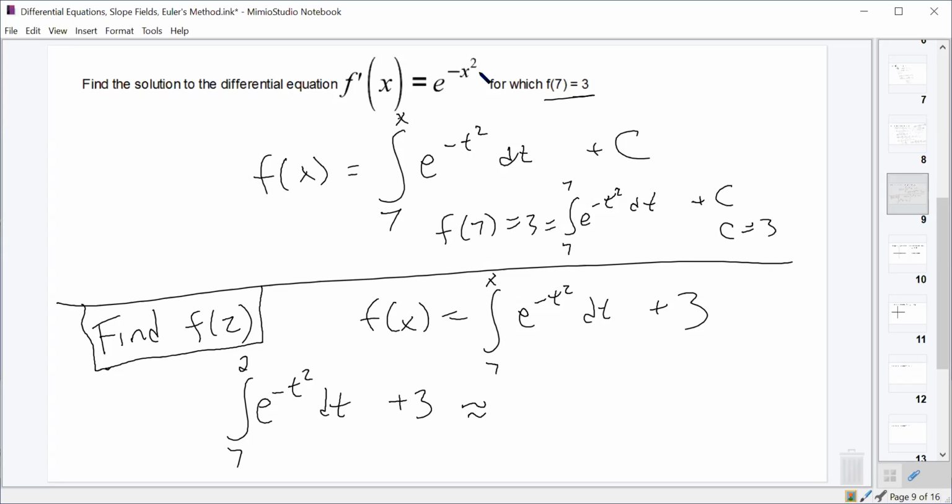So did anybody get a value here? I just got 2.995 or 2.996. Anybody agree with that? Yep. Yeah. Cool. All right. Very good.